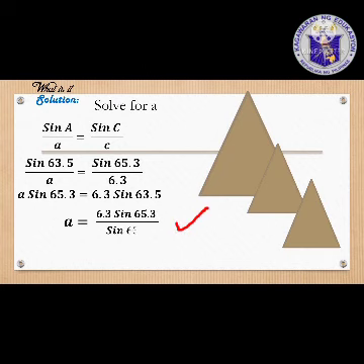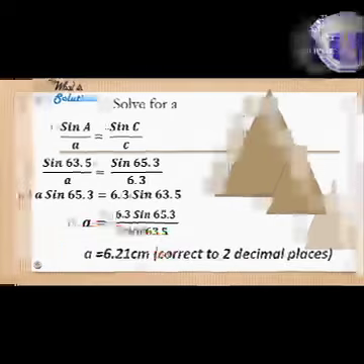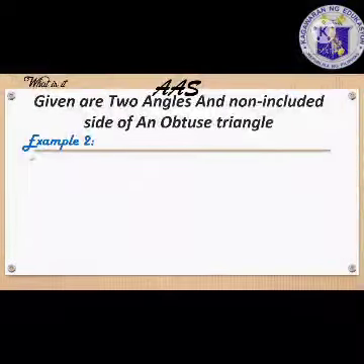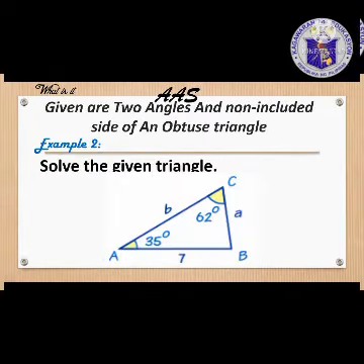A equals 6.21 centimeters. Write your final answer in two decimal places. Let us proceed to the next condition. Given are two angles and a non-included side of an obtuse triangle. Example number 2. Solve the given triangle. Angle A equals 35 degrees, angle C equals 62 degrees, and side C equals 7.